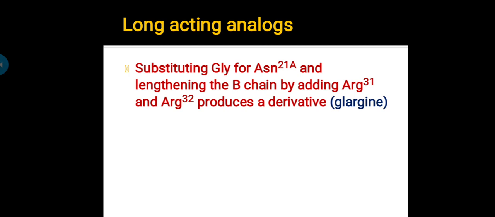So glargine is an analog. It contains 53 amino acids, 21 in A and 32 in B. Look carefully: normally the B chain contains 30 amino acids, but here we are adding 2 extra amino acids, arginine at positions 31 and 32, and along with that there is substitution of glycine for asparagine at position 21 of the A chain. That will produce glargine, the long-acting insulin.